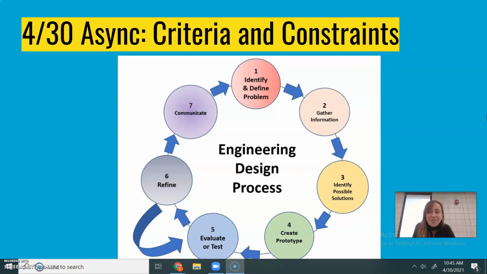Hey everyone, this is the Friday 4:30 asynchronous work. We're going to be talking about criteria and constraints, and we're going to be doing an engineering design challenge.